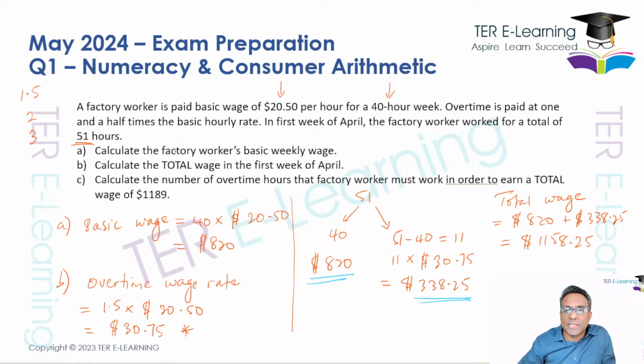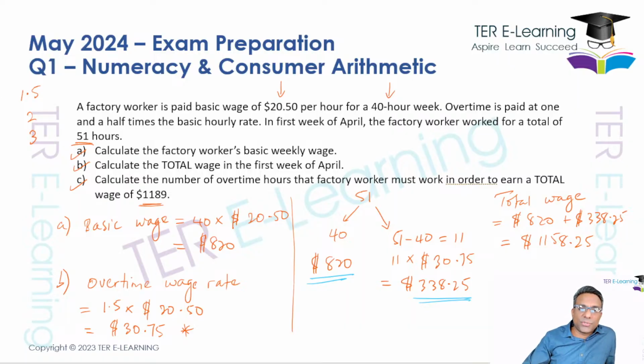All right, so this is part A, part B, and part C. Calculate the number of overtime hours that the factory worker must work in order to earn a total wage of $11.89. Now CXC likes to bring this kind of question. They're giving you his total wages and they're asking us to figure out how many overtime hours he worked.